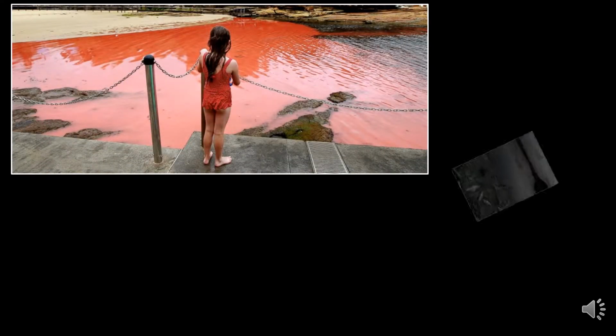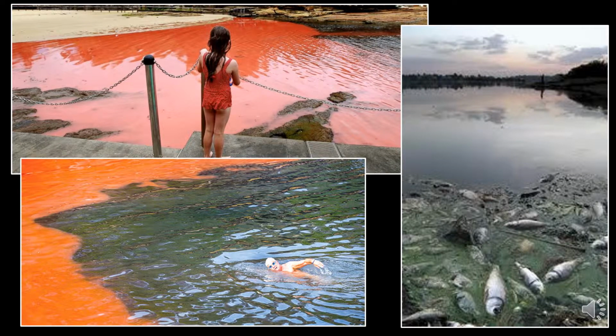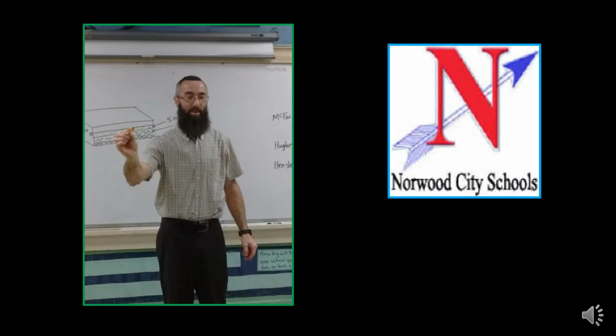With the increased use of fertilizers and industrial chemicals, it is becoming very common for runoff to carry these nutrients into our waterways. This causes harmful algal blooms that threaten the health of people and wildlife. My name is Paul Schember, and I teach 8th grade science at Norwood Middle School.